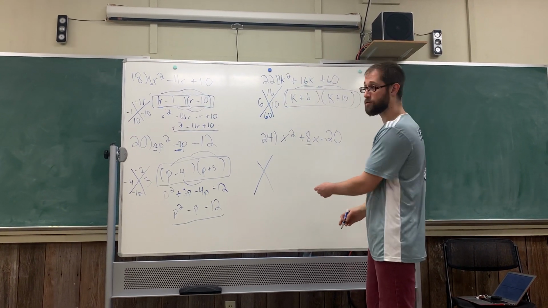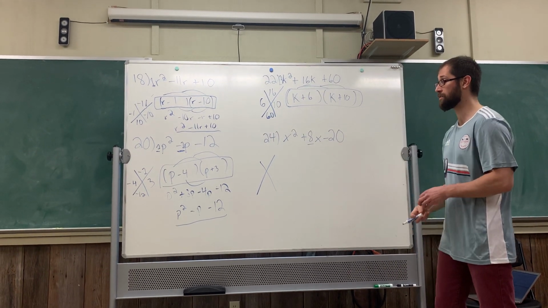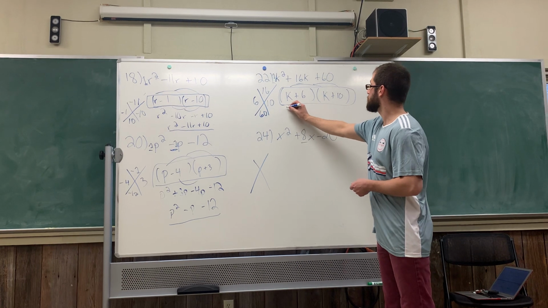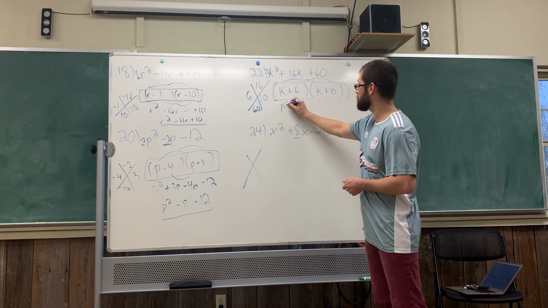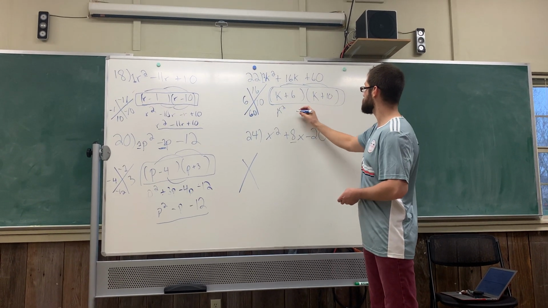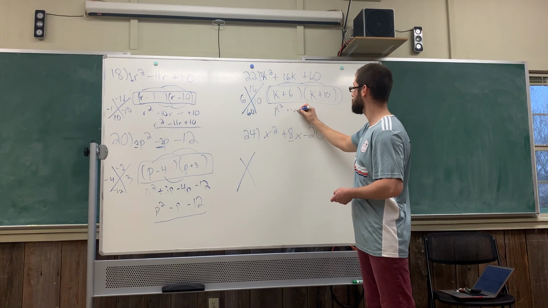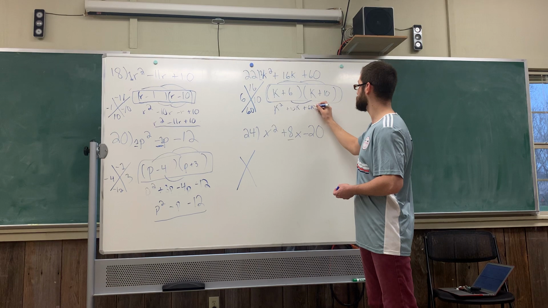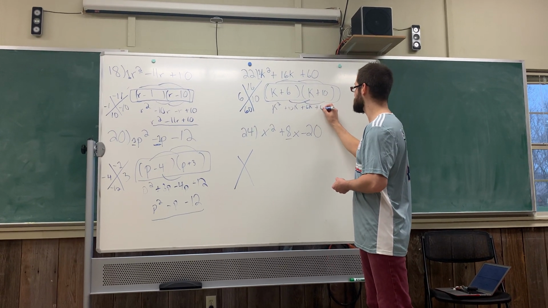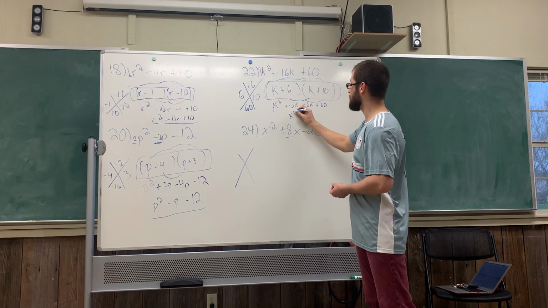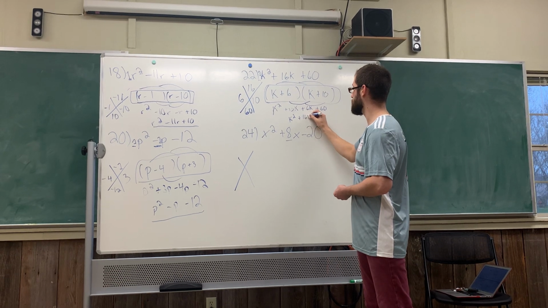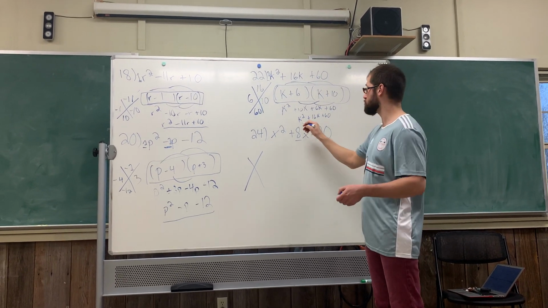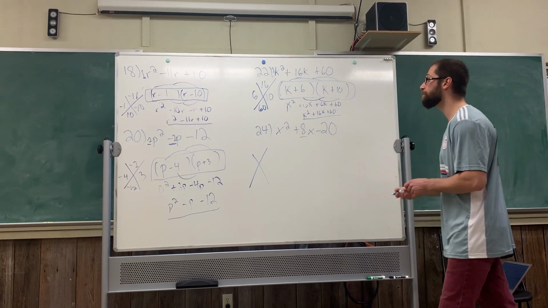I'm going to just check. This is what I want you guys to do on your homework. Your homework should look exactly like this. I want you to prove it in the end. K times K is K squared. K times 10 is 10K. 6 times K is 6K. And 6 times 10 is 60. So we get K squared plus 16K plus 60. That's what we started out with. So we know we did everything right.